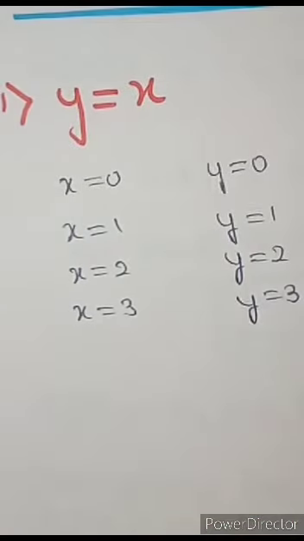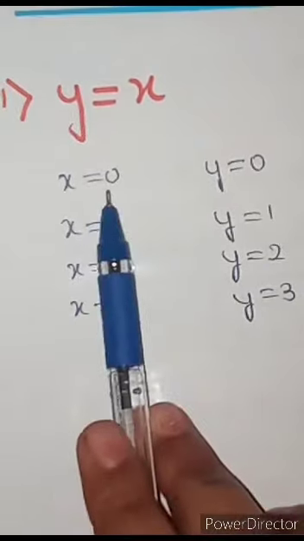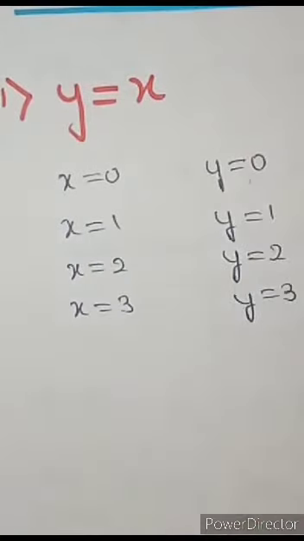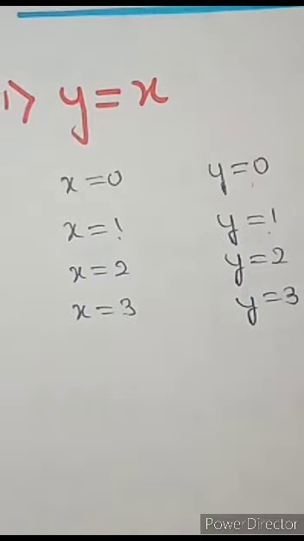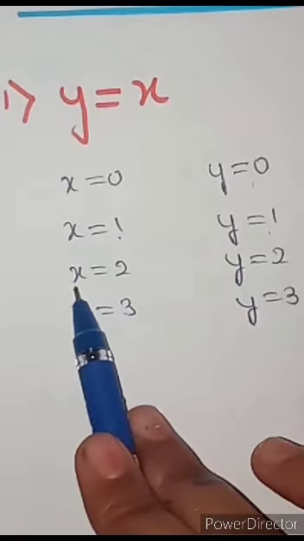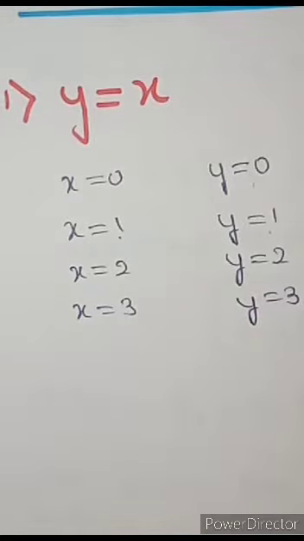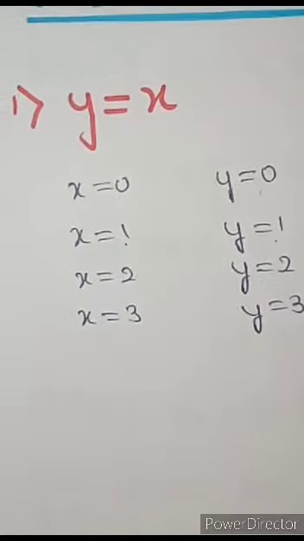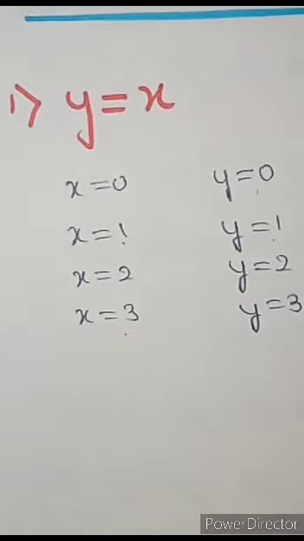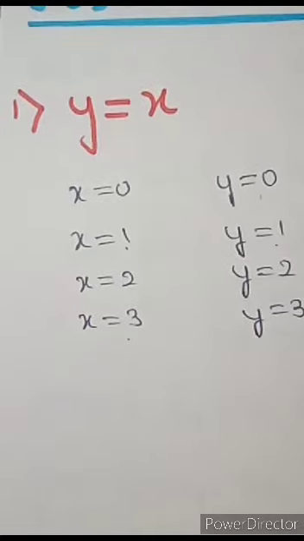Let's plot the graph. This is the x-axis and this is the y-axis. Right? So, let's plot. x is 0 and y is 0. Here we get the point. And x is 1 and y is also 1. Here we get the point. I think you all know how to plot the graph, right? So x = 2, y is also equal to 2. x is 3, y is 3. Here we get the points. Now let's draw the line.